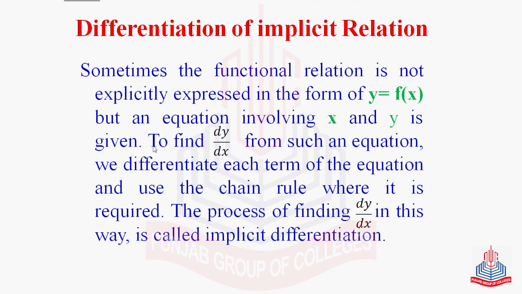x and y. To find derivative dy by dx from such an equation, we differentiate each term of the equation and use the chain rule where it is required. The process of finding dy by dx in this process is called implicit differentiation.